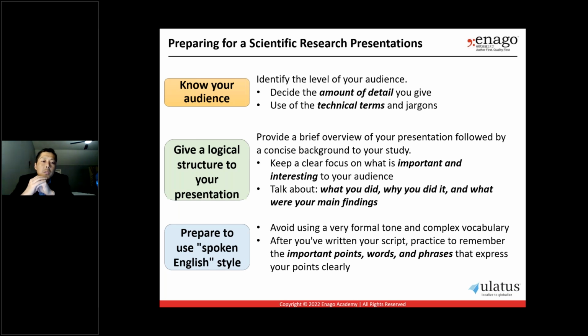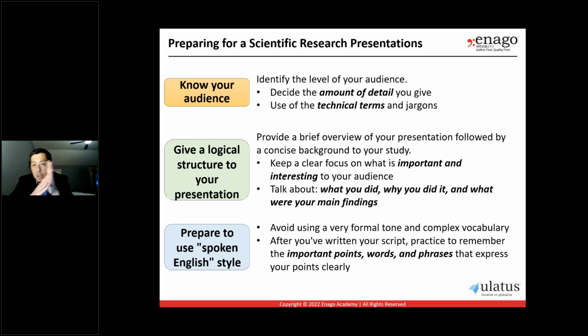And again, talking about the flow of your presentation, it has to have a logical structure. Usually, you can think about it almost like a grant application, or an application for funds. You give a background, and then you talk about what's important and why it's important. And when you talk about your findings, people always want to know what you did, why you did it, and what you found out. And just prepare to use a spoken English style.